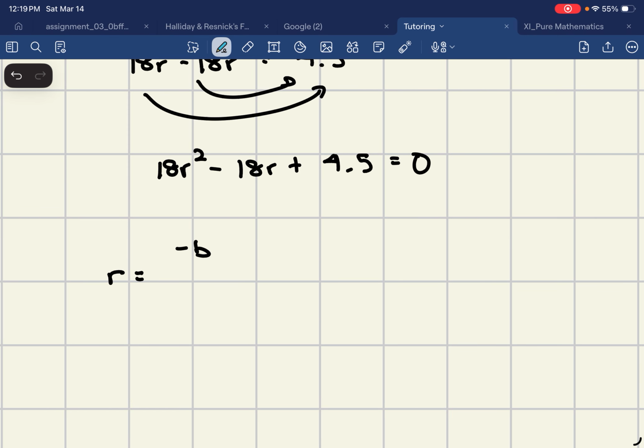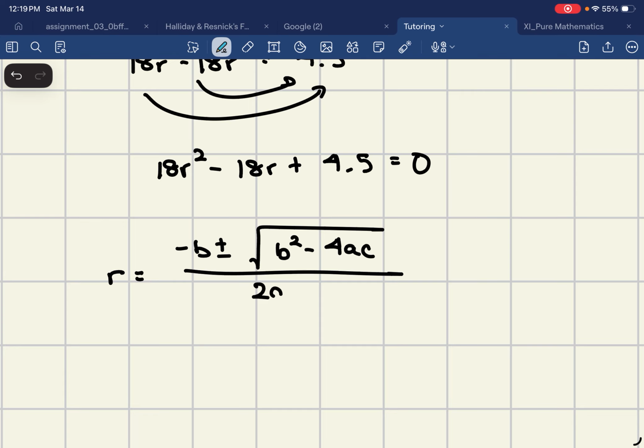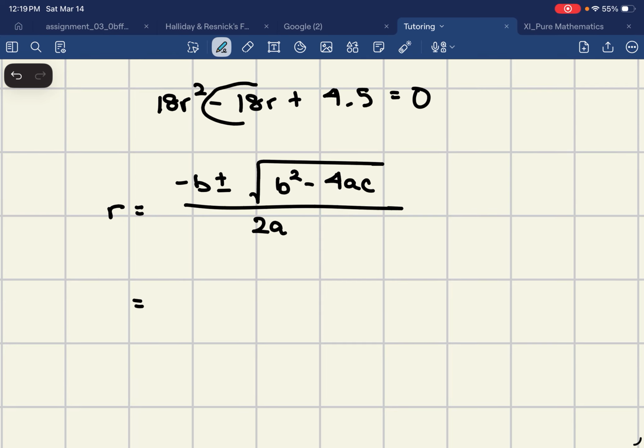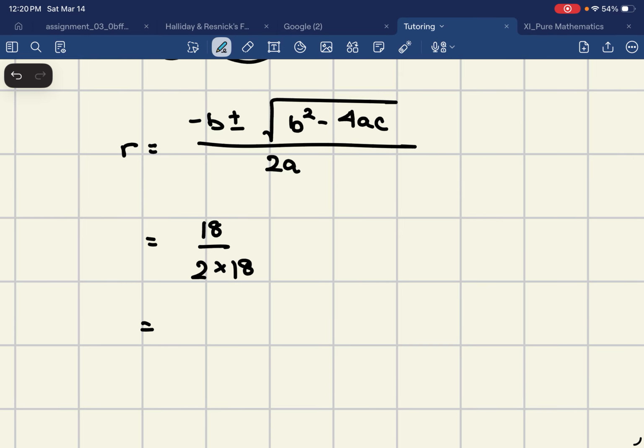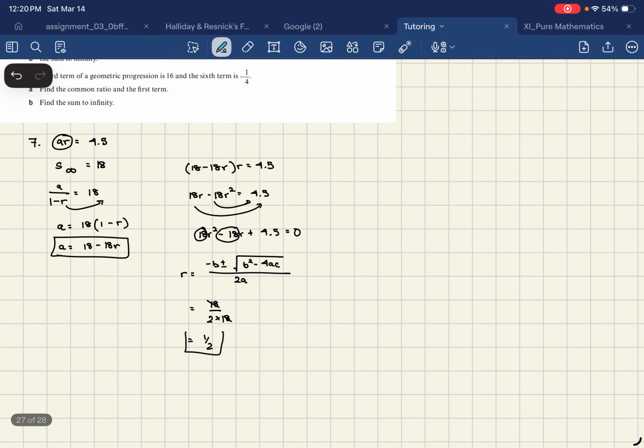So R is going to be minus B plus or minus the square root of B squared minus 4AC, all over 2A. So that is minus of minus 18, which is going to give me 18, plus or minus the square root of 18 squared, 324, minus 4 times A, which is 18, times 4.5, 324. So that is going to give me 0, right? 18 all divided by 2 times 18. So we have a single root, and the root is 1 over 2. So R is equal to 1 over 2.